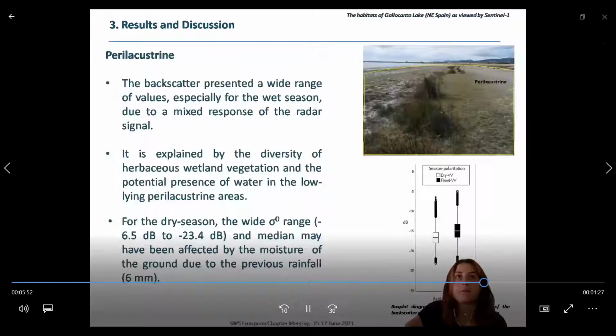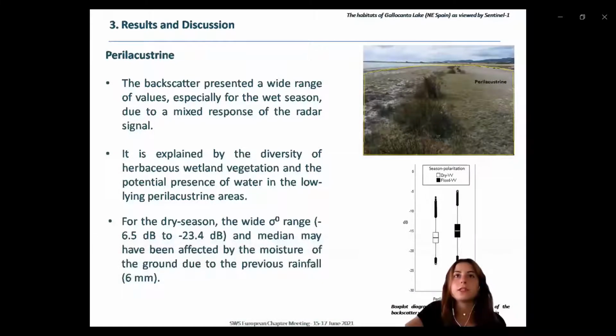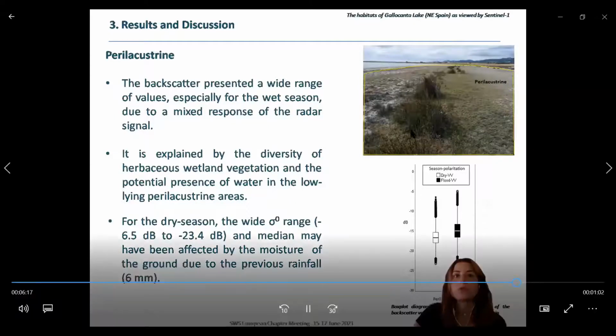Perilago stream domain. The backscatter presented a wide range of values, especially for the wet season, due to a mixed response of the radar signal. It is explained by the diversity of the basal wetland vegetation and the potential presence of water in the low Perilago stream areas. For the dry season, the wide backscatter range and median may have been affected by the moisture due to the previous rainfall, of 6 millimeters.